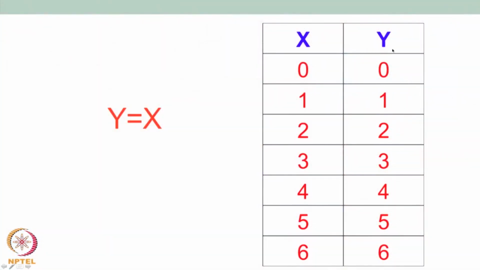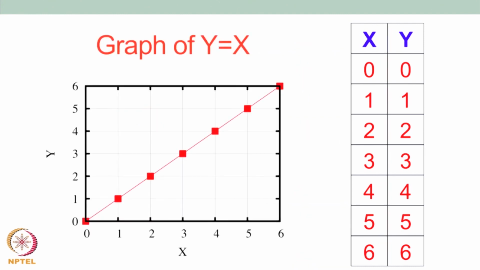So you have a x variable and y, and when they are equal, when x is 0, y is 0. When x is 1, y is 1. When x is 2, y is 2. When x is 3, y is 3. 4, 4, 5, 5, 6, 6. So this is what it means. When you have two variables, they are equal, you will get a table like this, and one can plot this as a graph, and that's what one would see in the next slide.